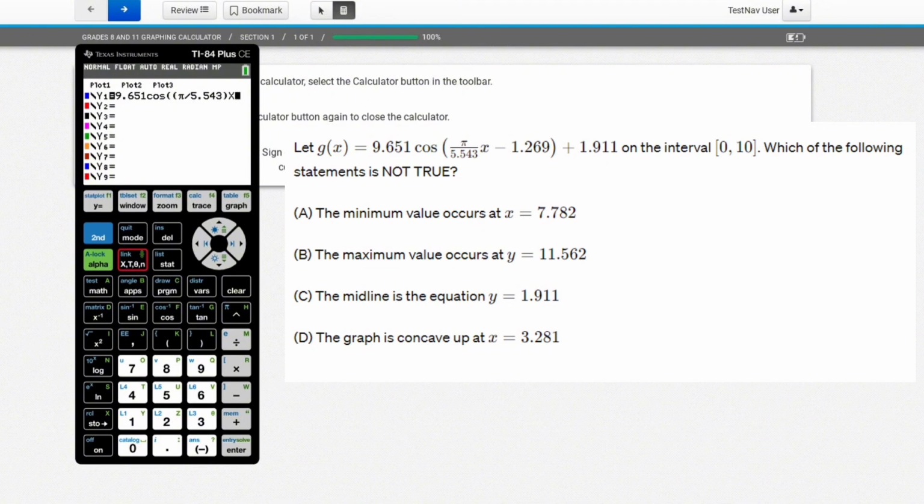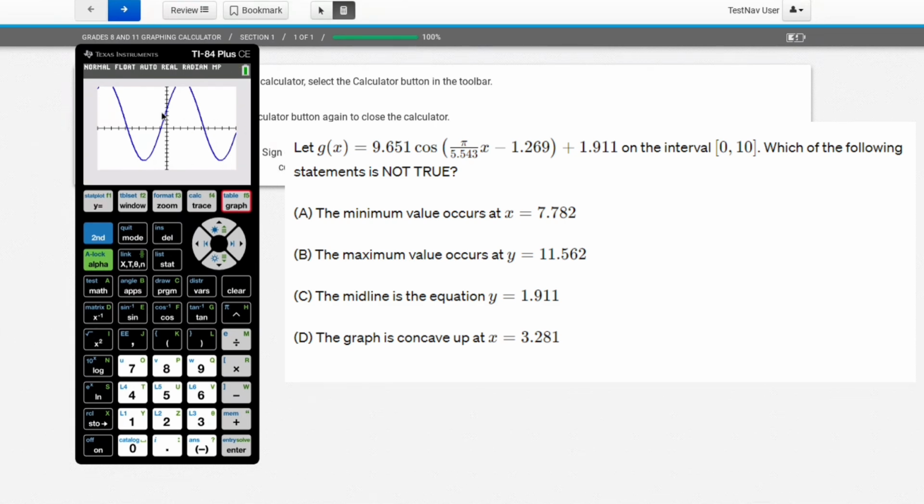Now I need to subtract 1.269, so minus 1.269. I'm going to close that parenthesis, and I'm going to add 1.911. Let's hit graph and see what we get.